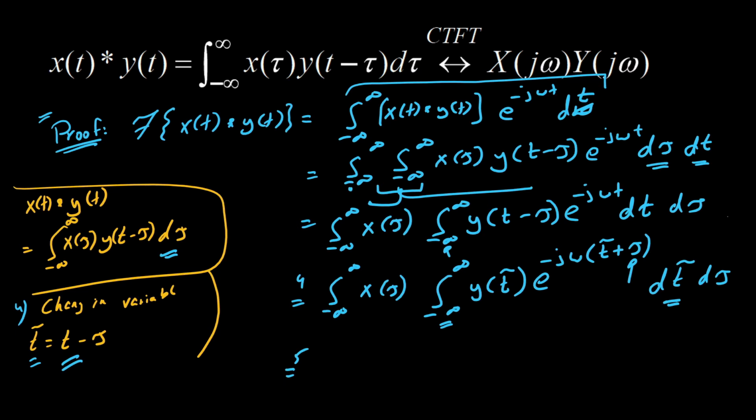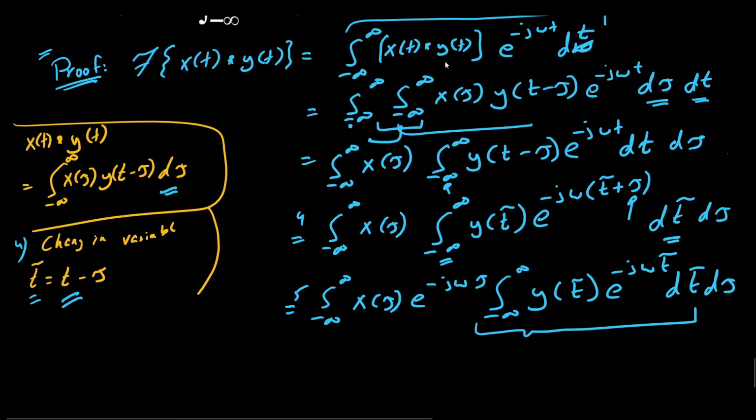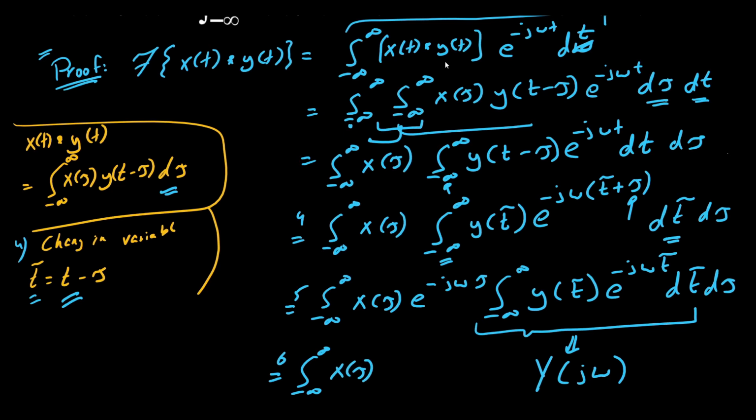Now this tau is not a part of this integration, so in the fifth equality we can extract it out. We would have the integral from minus infinity to infinity of x of tau e to the power minus j omega tau, and then the inner integration from minus infinity to infinity of y of t tilde e to the power minus j omega t tilde dt tilde d tau. Now this is just the simple definition of our function Y of j omega. So in the sixth equality we have the integral of x of tau e to the power minus j omega tau d tau times Y of j omega.